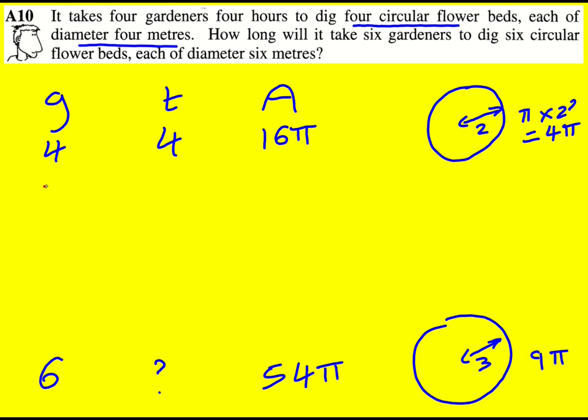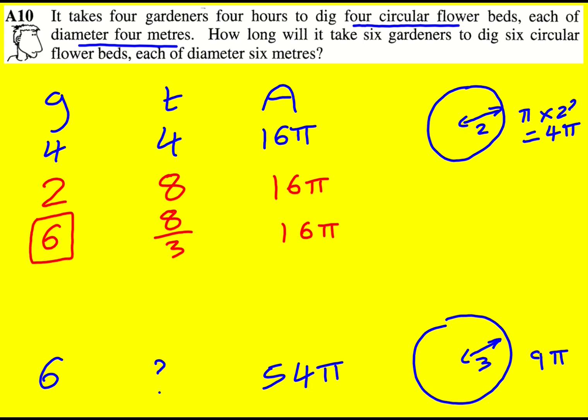So I could, for example, halve the number of gardeners, and then it would double the amount of time that it would take them to do the same area. Times by 2 divided by 2, because the number of gardeners is going to be inversely proportional to the amount of time. Now I'm going to times the number of gardeners by 3 to get to 6. I could have times by 1.5 straight away. I was just taking it slow. So times the number of gardeners by 3, which means I can divide the amount of time by 3 for the same area. And what I managed to do is get the number of gardeners to 6.